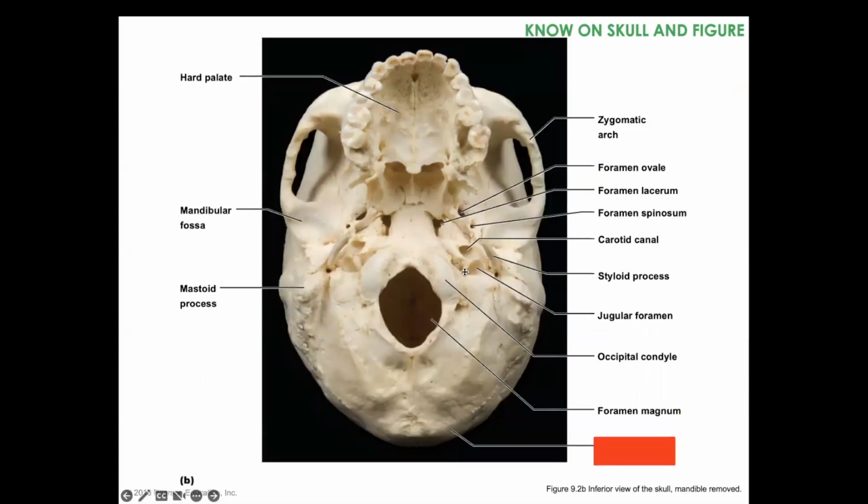Again, this is another cadaver image. You won't see this image on your practical, but do know how you can identify certain bones, mainly just the occipital bone and the foramen magnum from this image.